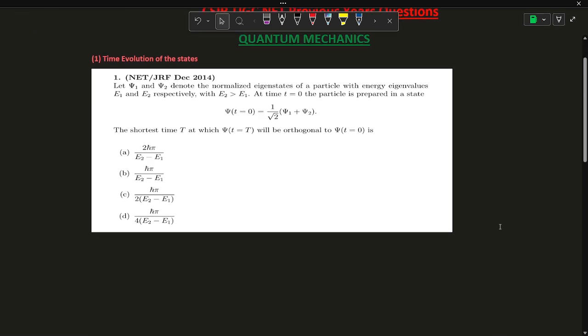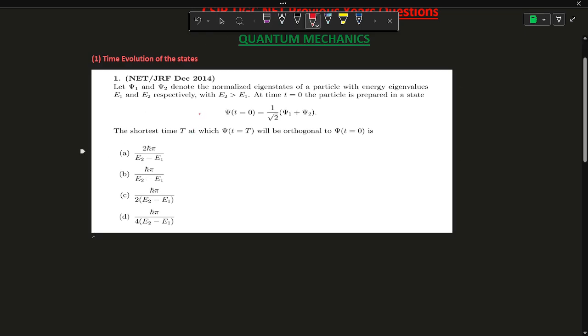Question 1 states: let psi1 and psi2 denote the normalized eigenstates of a particle with energy eigenvalues E1 and E2, with E2 greater than E1. It means E2 is the higher state and E1 is the lower state, a two-state system, E1 and E2.